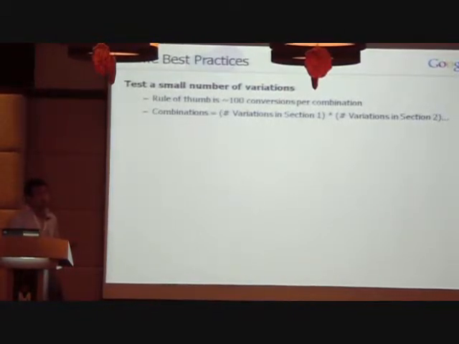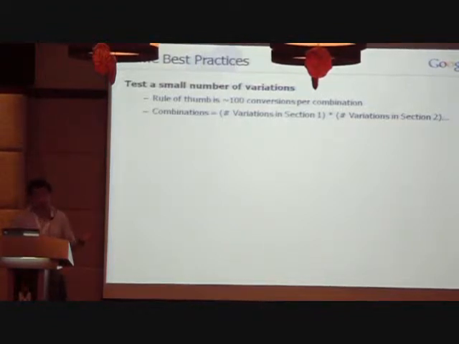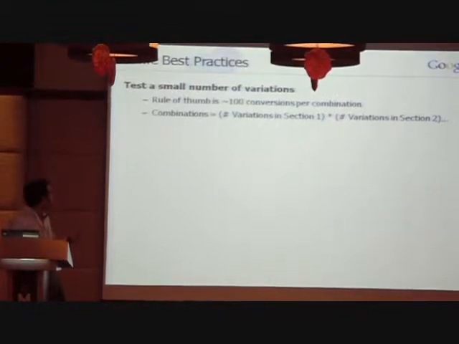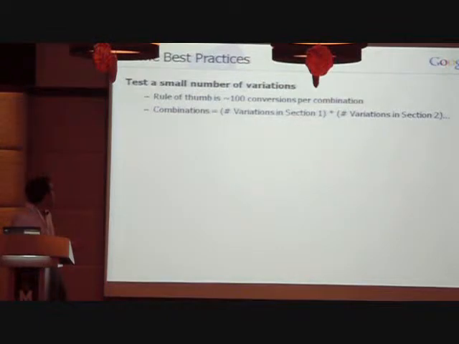The rule of thumb is roughly 100 conversions per combination. So if a conversion for you is a sale, and you get around 200 sales on average per week, just test 2 combinations.